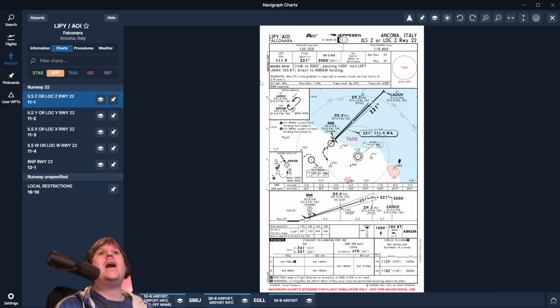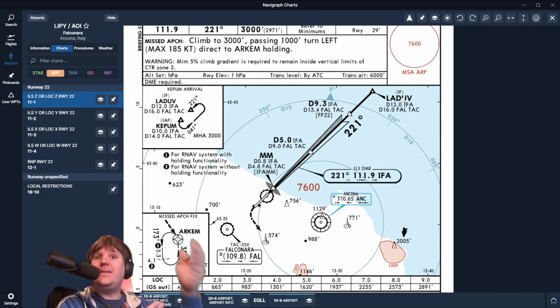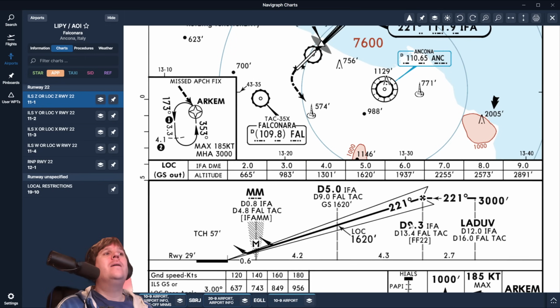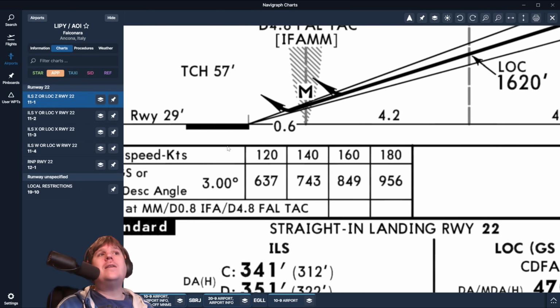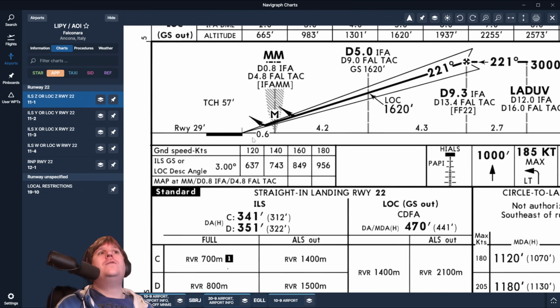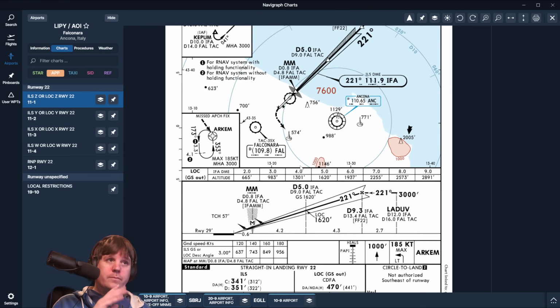If we come over to the ILS Zulu, which begins at Ladov, if we take a look here, it's 3,500 feet, and that's it. So there's no starting at 5, descending to 3, or descending to 2,500. It's 3,500 from Ladov straight on until your final fix, and then you're down, also in this case, 3 degrees all the way down to the same piece of concrete at the end.